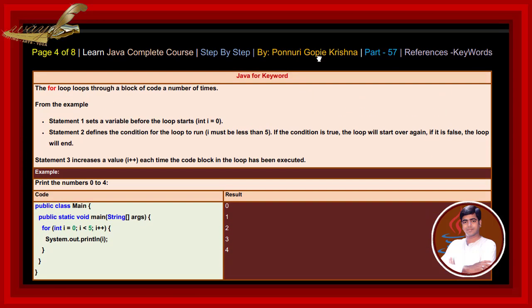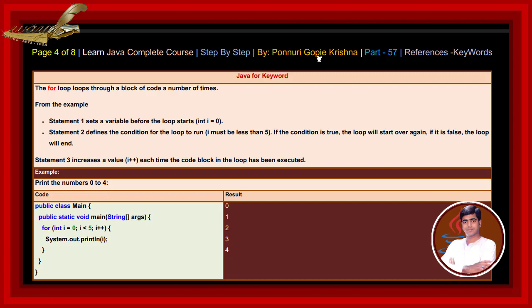Java for keyword. The for loop loops through a block of code a number of times. From the example, statement 1 sets a variable before the loop starts, integer i is equal to 0. Statement 2 defines the condition for the loop to run, i must be less than 5. If the condition is true, the loop will start over again. If it is false, the loop will end.